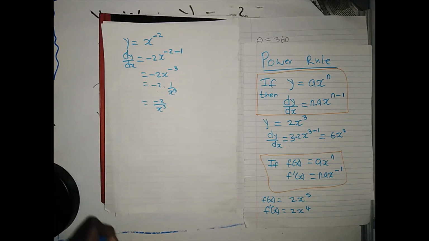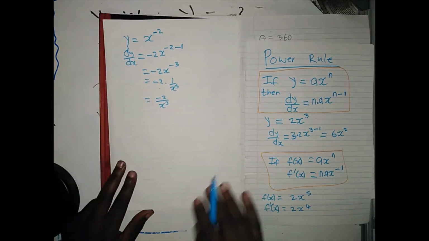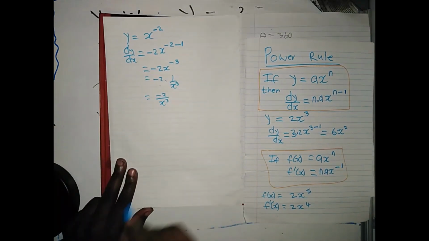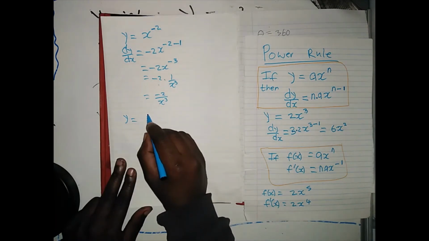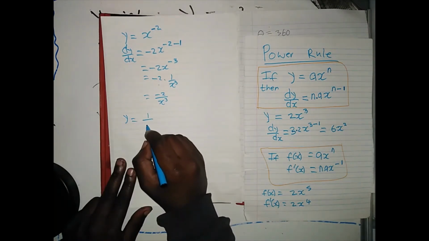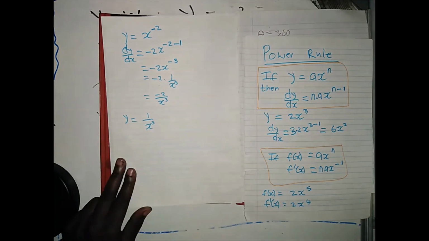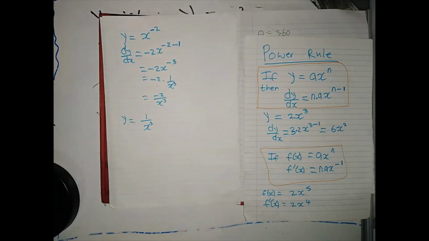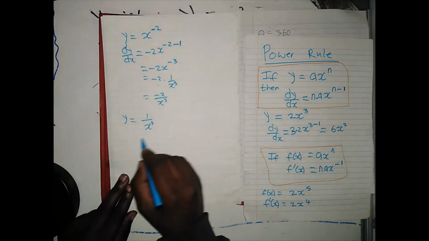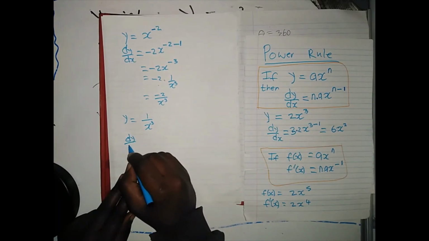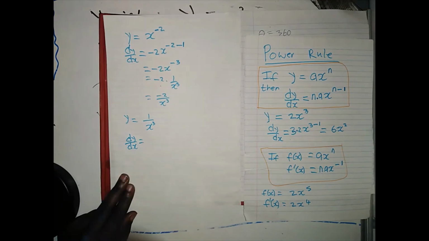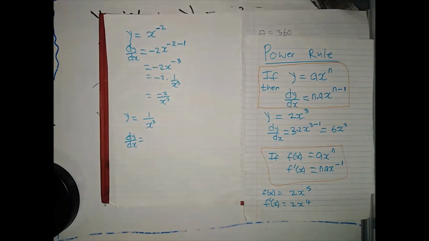Okay, and this is for grade 12 people. This is for grade 12. Now let's say I've got y, which is equal to 1 over x to the power 3, and then they say I must look for dy over dx. So what do I do?